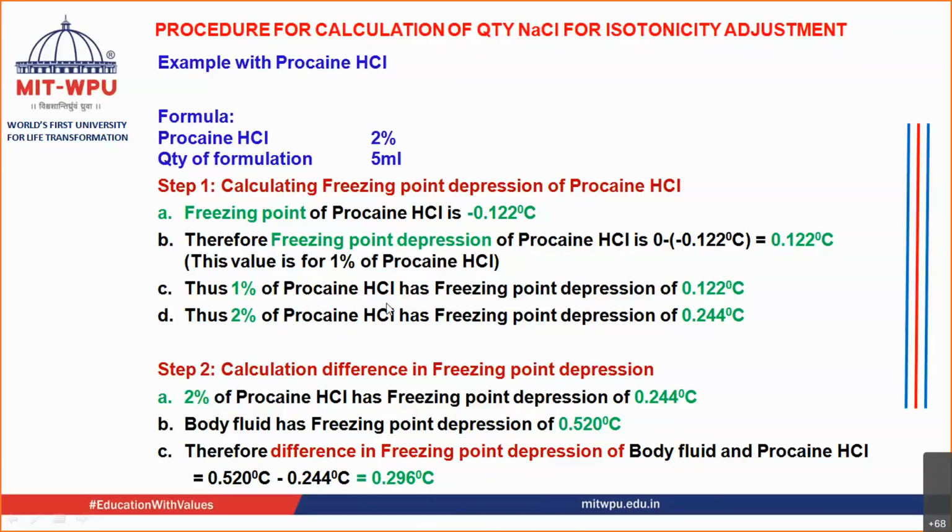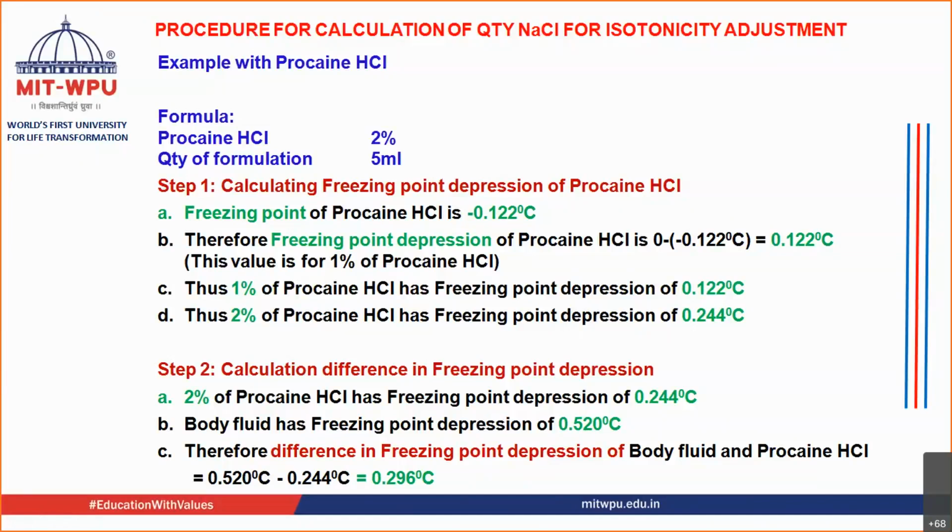This calculation can be done with cross multiplication also. This is very simple. So for 1% it is 0.122. Therefore, for 2% of procaine hydrochloride, the freezing point depression is going to come as 0.244 degrees Celsius. I hope you are able to understand how we have calculated the freezing point depression of procaine hydrochloride that we are going to add inside the solution.